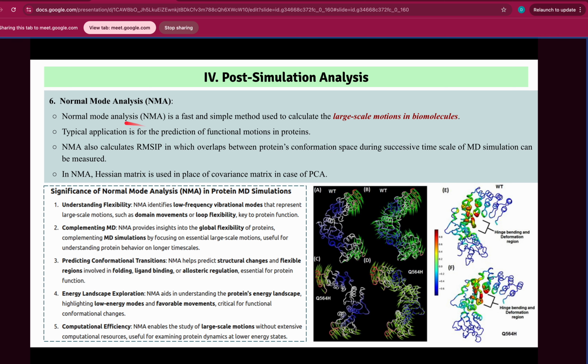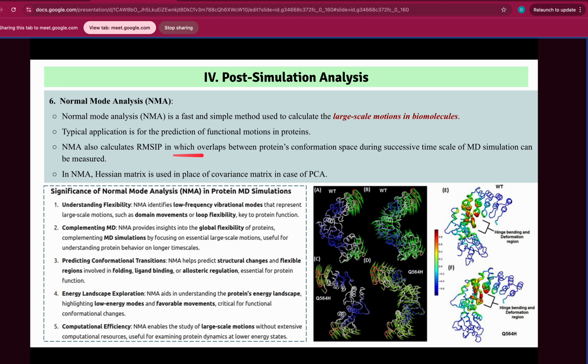Then next is normal mode analysis, which can also be performed. This is a fast and simple method used to calculate the large scale motions in biomolecules. So for larger motions, you go for NMA. This is a typical application, and it is generally used to predict the functional motions in proteins. It also calculates the RMSIP, in which the overlaps between the protein conformation space during successive time scales of the MD simulation can be measured.